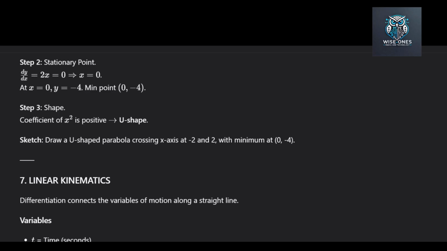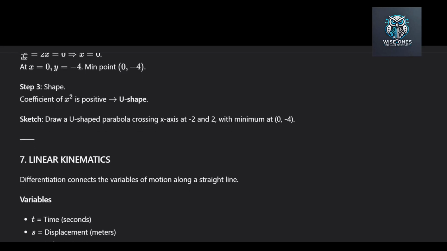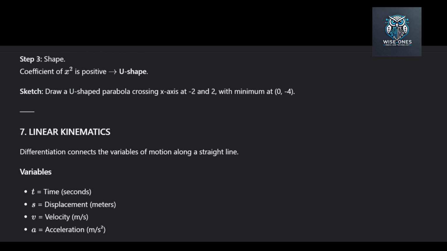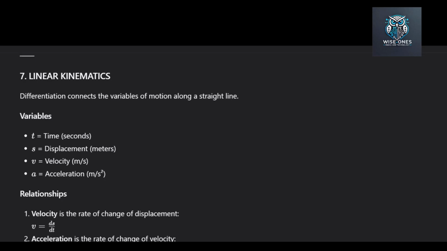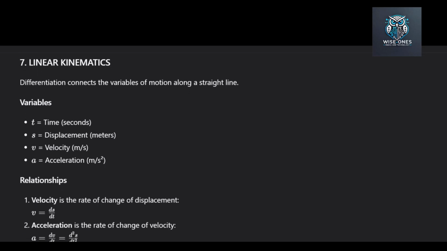Now let us move to section 7, linear kinematics. This is a very important application. Differentiation connects the variables of motion along a straight line. Here are the variables. T equals time in seconds, s equals displacement in meters. This is the position. V equals velocity in meters per second. This is how fast it is moving. A equals acceleration in meters per second squared. This is how fast the velocity is changing.